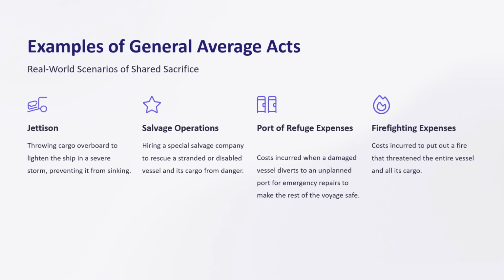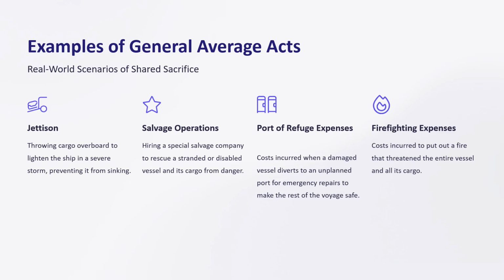To make general average clearer, let's look at some examples of a General Average Act. Jettison. This is probably the most classic example. Imagine a ship caught in a violent storm and it's taking on too much water, threatening to sink. The captain might make the deliberate decision to throw some cargo overboard to lighten the ship and save the rest of the vessel and the cargo. The value of that jettisoned cargo would be part of the general average.